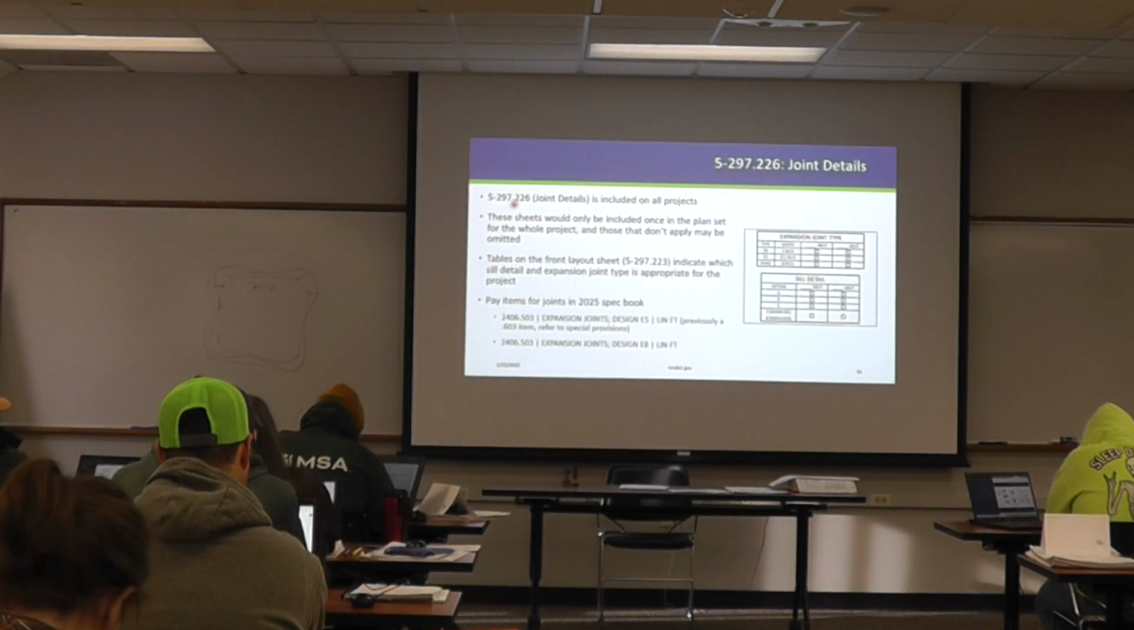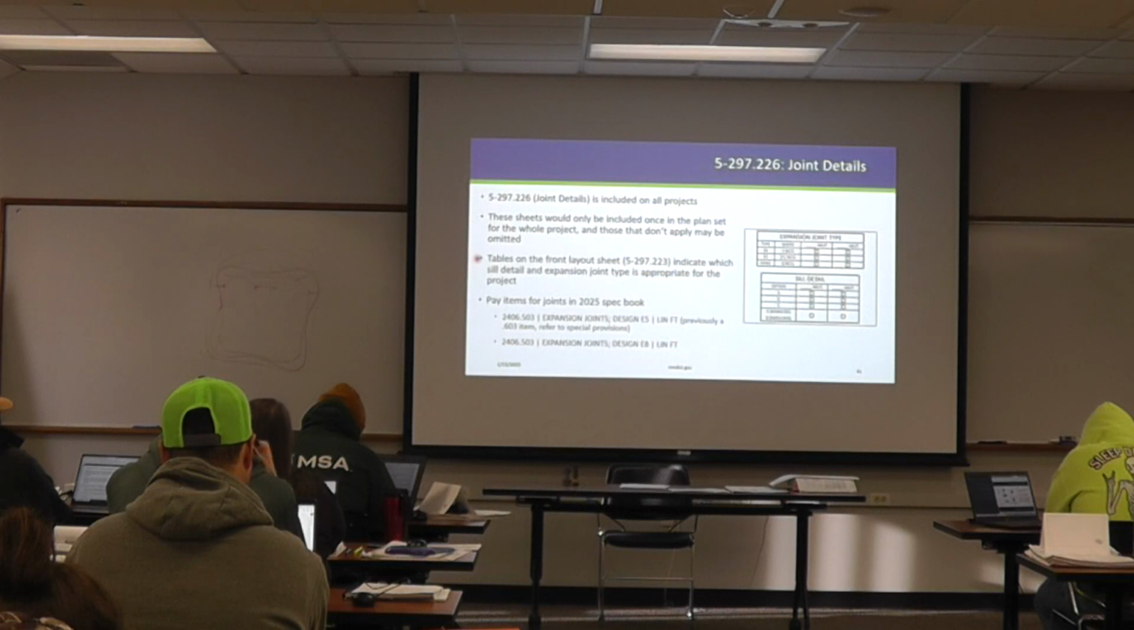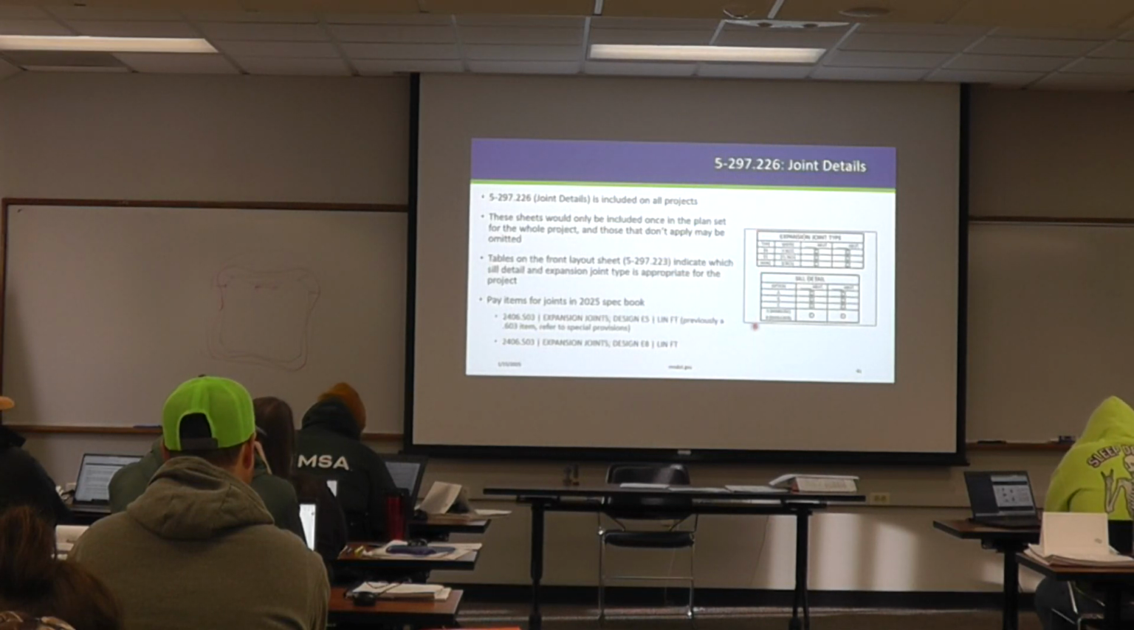All right, so the 226 joint details are going to be included on all projects. And these sheets would only be included once in the plan set for the whole project. Those that don't apply might be omitted. And again, refer back to 223, that's going to be your best friend in the field. It's going to have these tables, and those will help you know which one applies to your project.